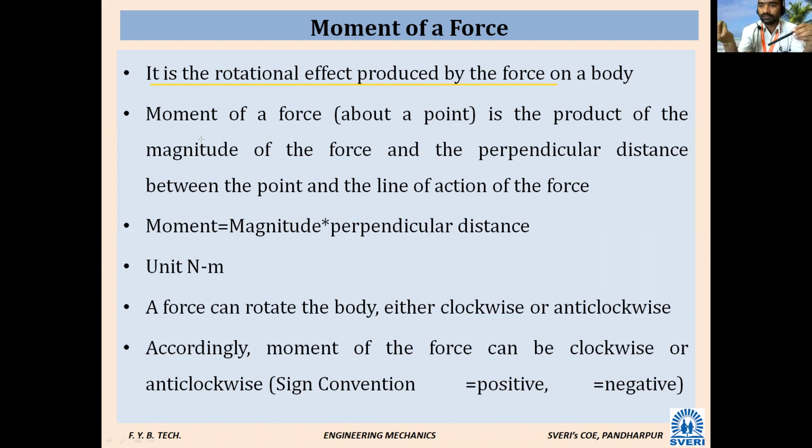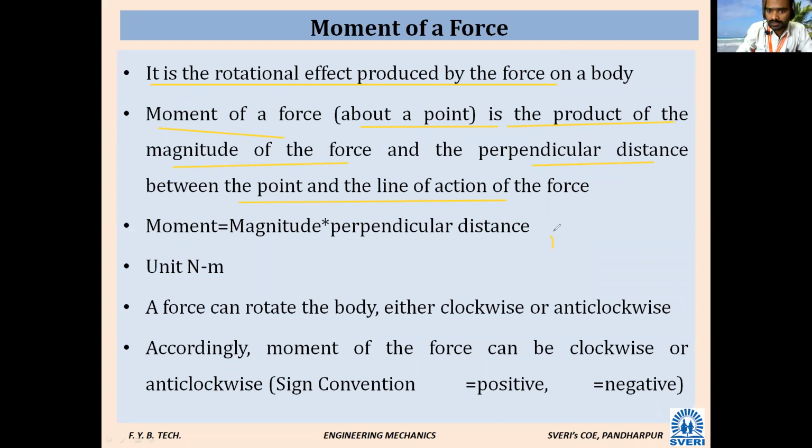So how do we define it mathematically? The moment of a force about a point is the product of the magnitude of the force and the perpendicular distance between the point and the line of action of the force. See, this is the point, and about this point I need to rotate. This is the force I am applying, the body is moving, correct? It means the force and its perpendicular distance.